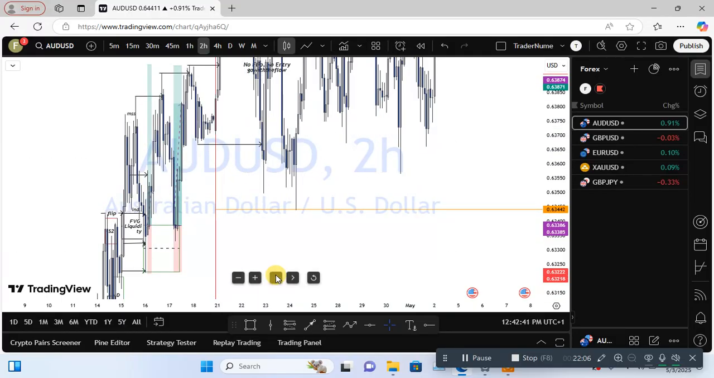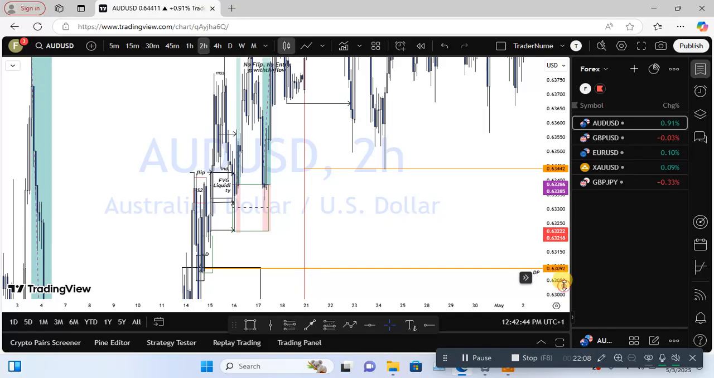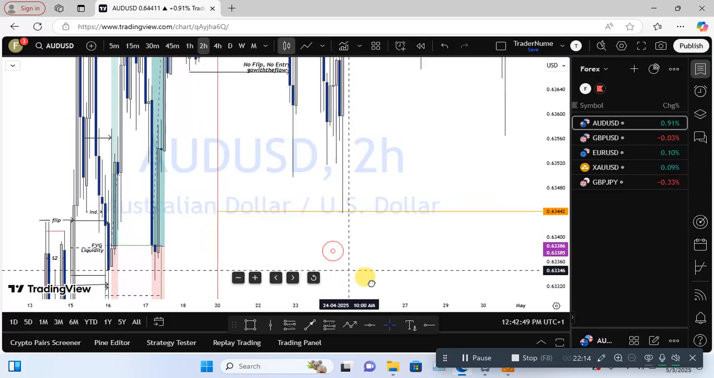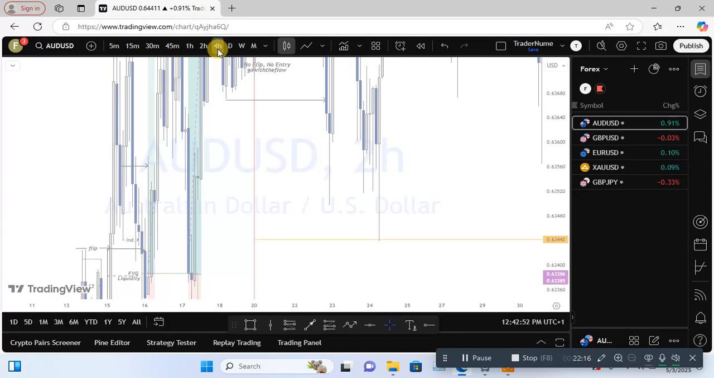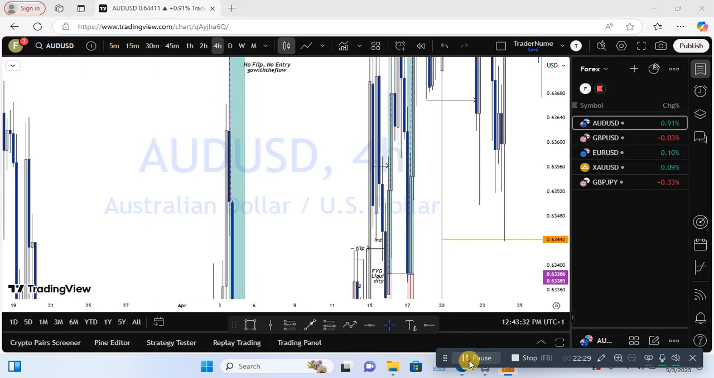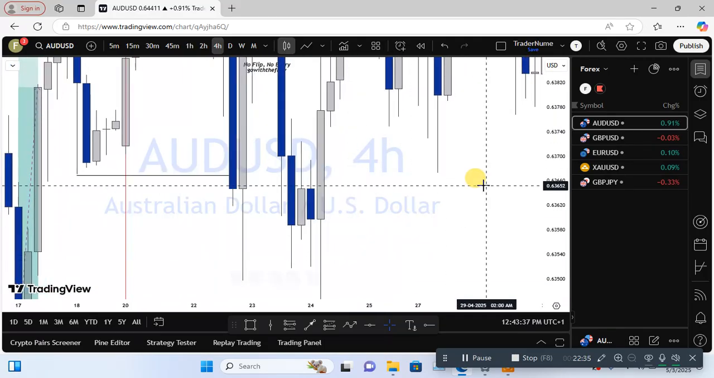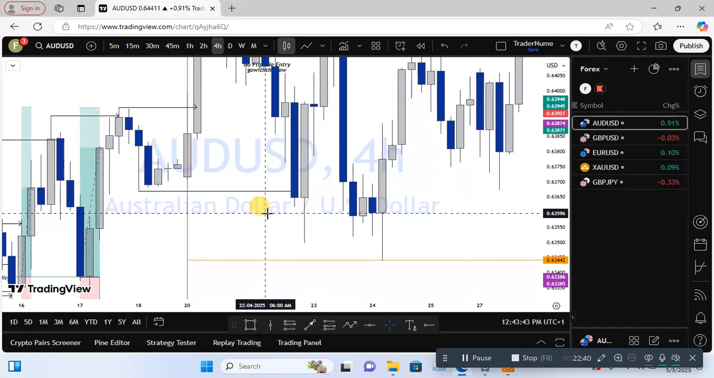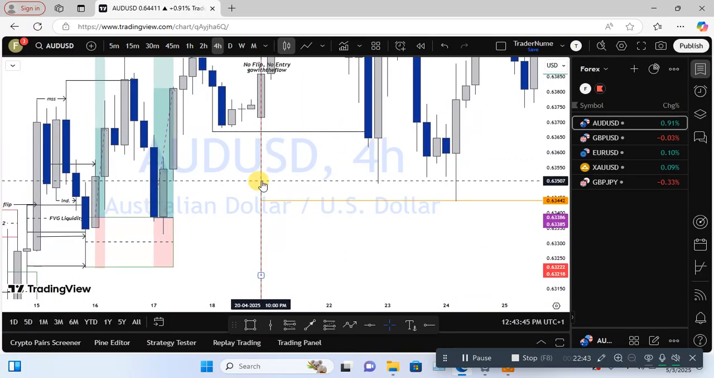Now when you look closely on the 2 hours time frame, you would see, let's go to 4 hours time frame and check out something. Okay guys, so this is the 4 hours time frame. So in the 4 hours time frame, what are you seeing? So we are seeing a fair value gap.